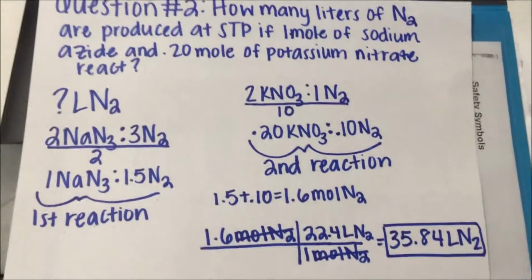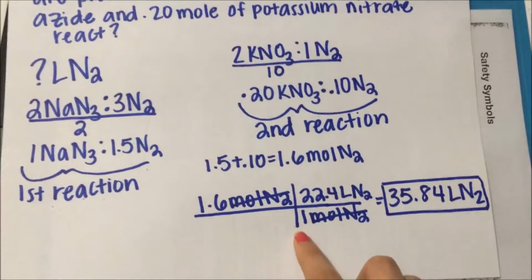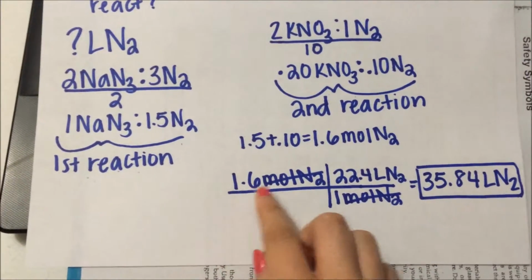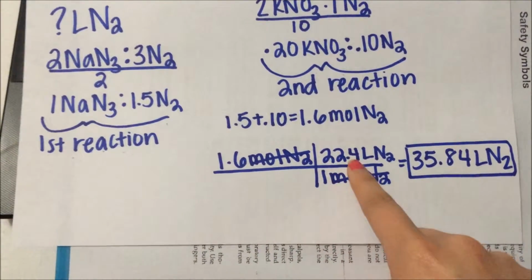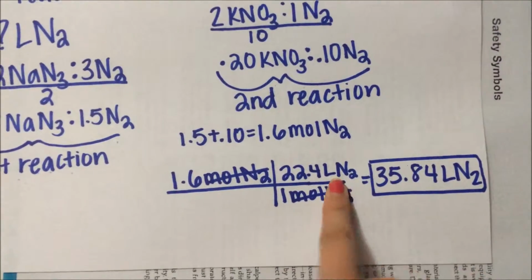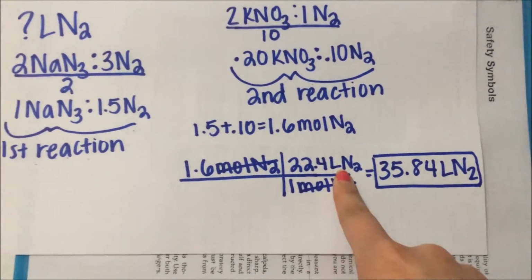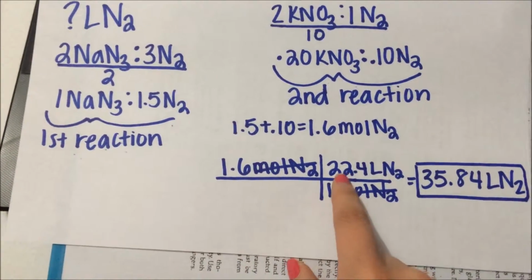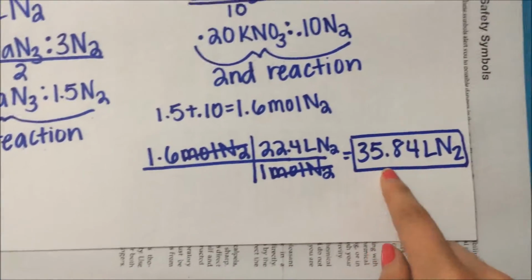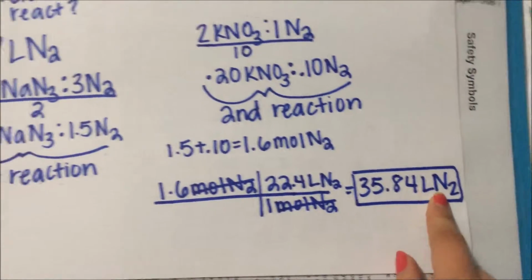Now we're going to find the liters of nitrogen gas. There's 1.6 moles of nitrogen gas, and there's 22.4 liters of N2 per mole because it's at standard volume. So we multiply 1.6 by 22.4 and we get 35.84 liters of nitrogen gas.